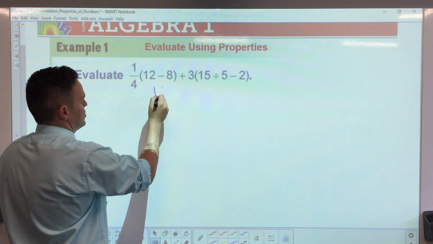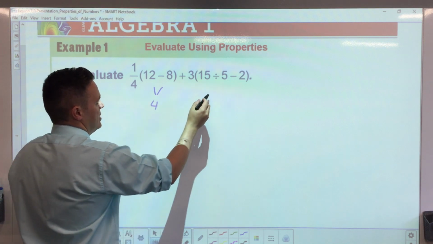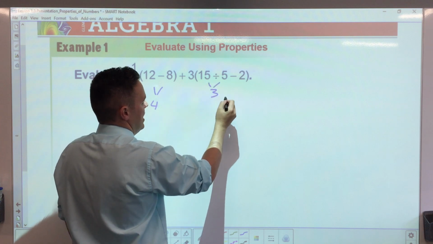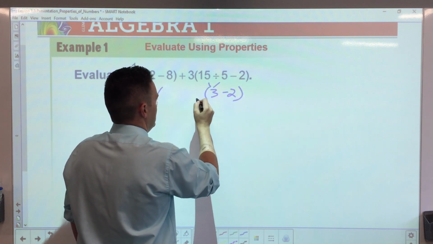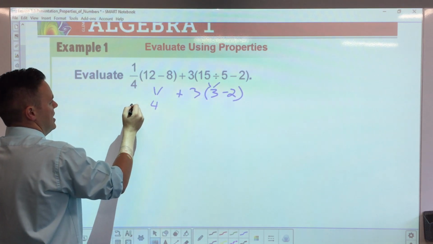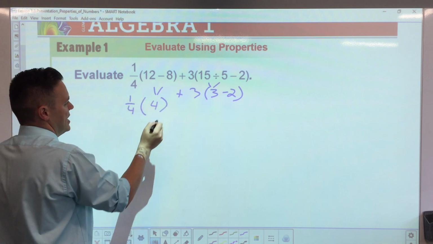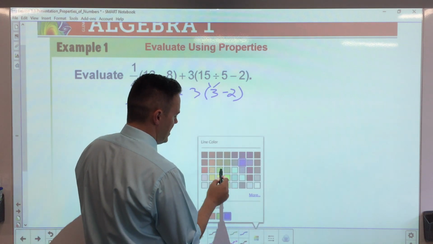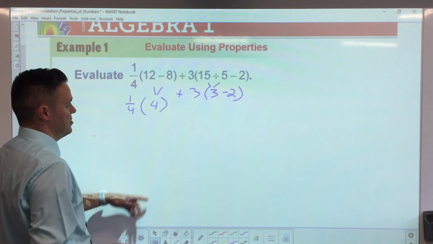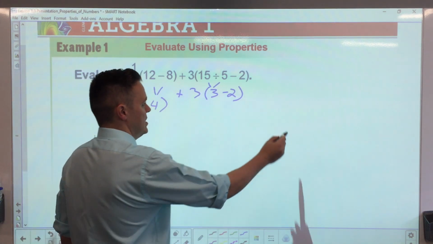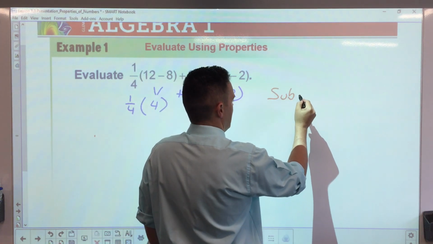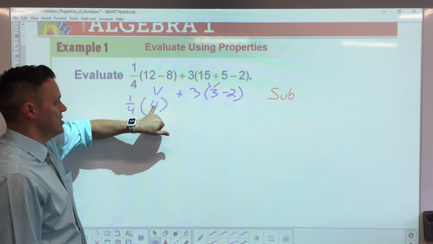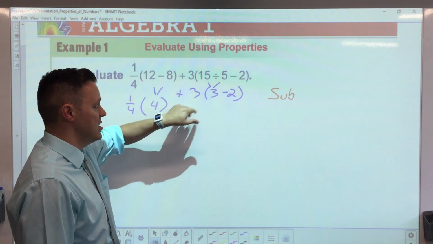12 minus 8, let's work on that, is 4. And then you would work on this first. 15 divided by 5 is 3, and then minus 2, and this would be 3 plus, and then this would be 1/4 times that. Now you do the next step in PEMDAS. What we all did here, ladies and gentlemen, is substitution. So we did the substitution property. I'm just going to write sub. If you want to write out substitution, we can. We took 12 minus 8, we substituted with 4, because that's what that equals.